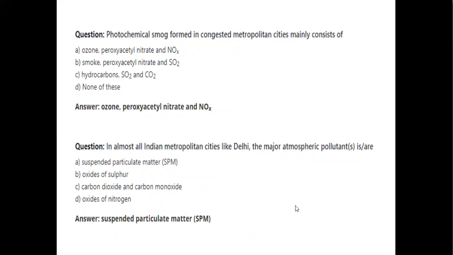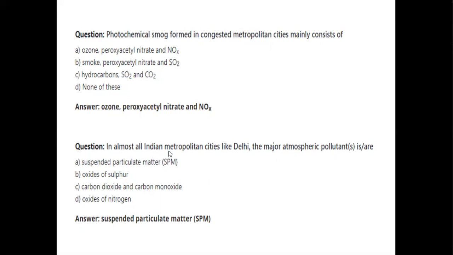Photochemical smoke formed in congested metropolitan cities mainly consist of ozone, peroxyacetyl nitrate, and NOx, smoke, peroxyacetyl nitrate, and SO2, hydrocarbons, SO2 and CO2, none of these. Remember, photochemical smoke formed in congested metropolitan cities mainly consist of ozone, peroxyacetyl nitrate, and NOx. So option A is the right answer here.